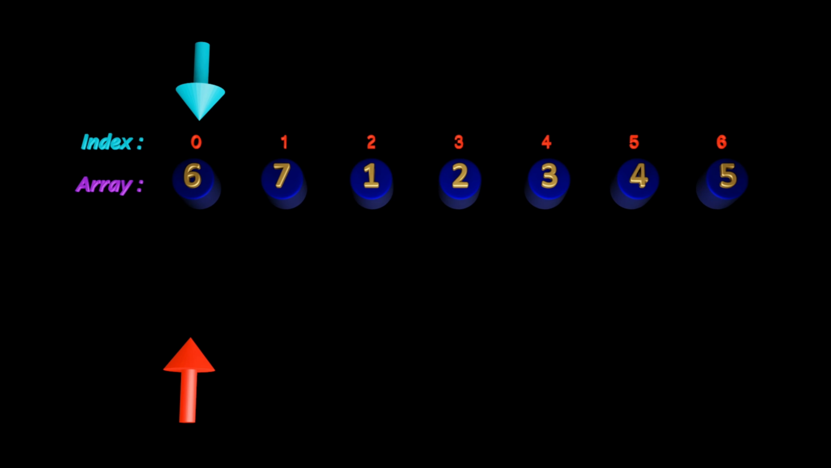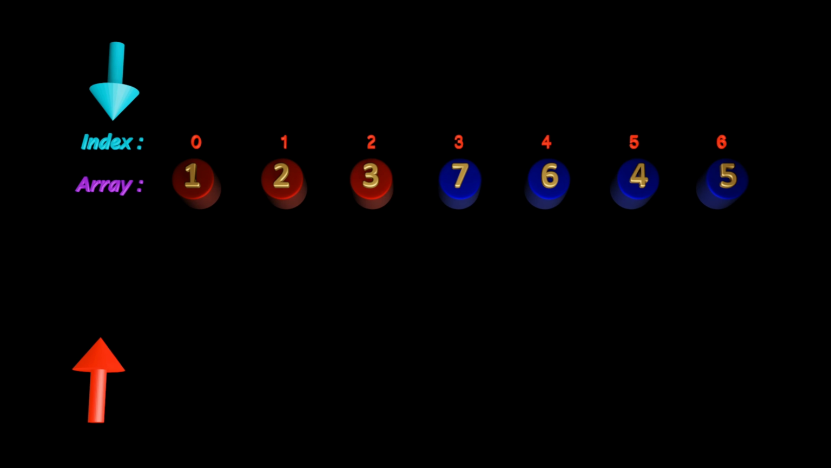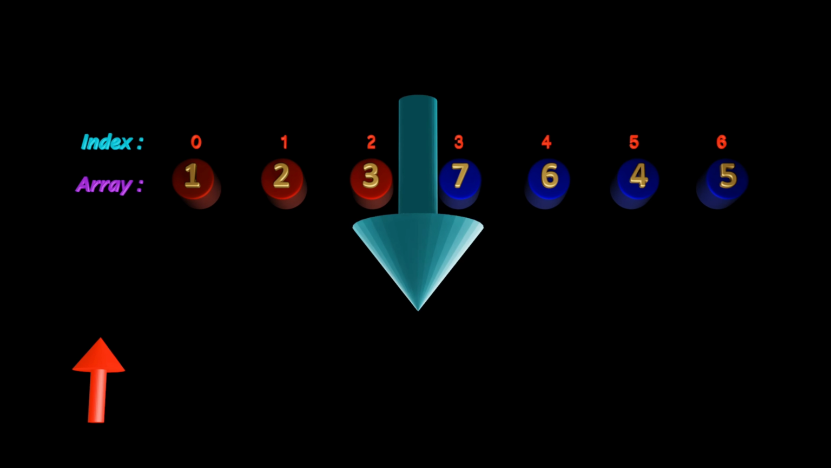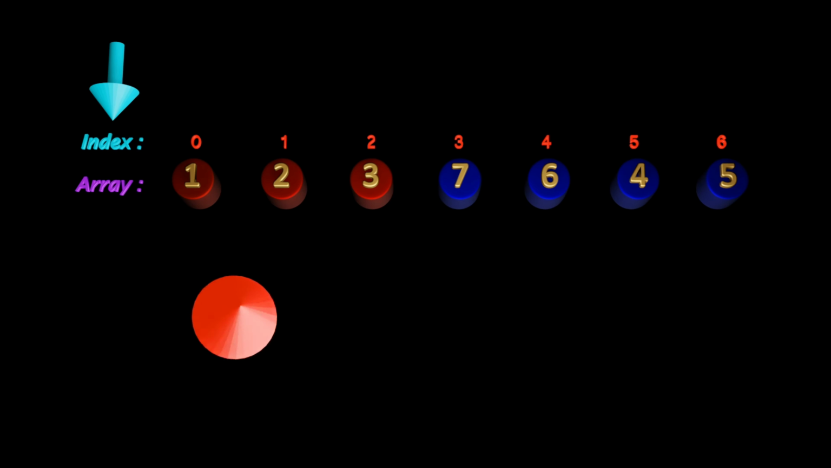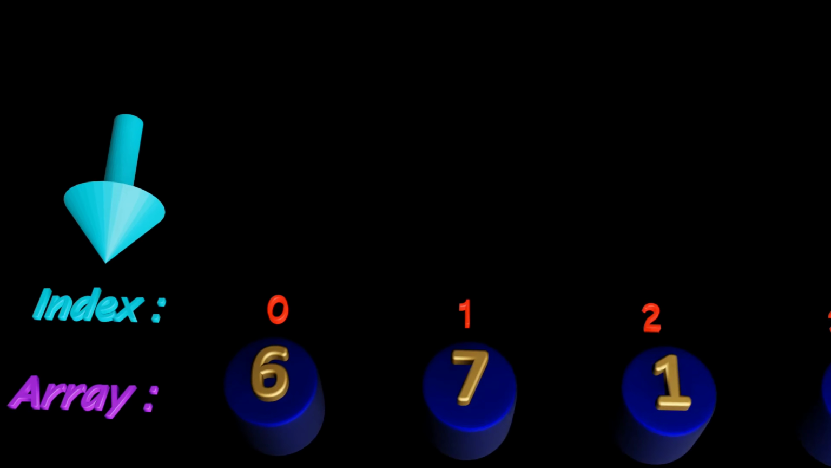In this animation, we have an array of 7 elements with index 0 to 6 and values 6, 7, 1, 2, 3, 4 and 5 respectively. Here, the blue arrow indicates the index value of the array and the red arrow indicates the value in the array at the corresponding index. The blue color indicates unsorted elements of the array and the red indicates sorted elements of the array. Also, the green indicates the current index element and the brown indicates the minimum value in the unsorted array.